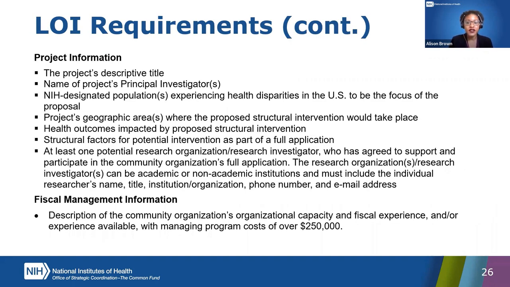So project information is also required, which should include the project's descriptive title, the name of the project's principal investigator, the NIH-designated population that experiences health disparities in the U.S., the project's geographic area, potential health outcomes that could be impacted by the proposed structural intervention, as well as the structural factors for the potential intervention as a part of the full application, and at least one potential research organization or research investigator who has at least agreed to support and to participate in the community organization's full application. And the research partner could be an academic or non-academic institution and must include the individual's research name, title, as well as their contact information.